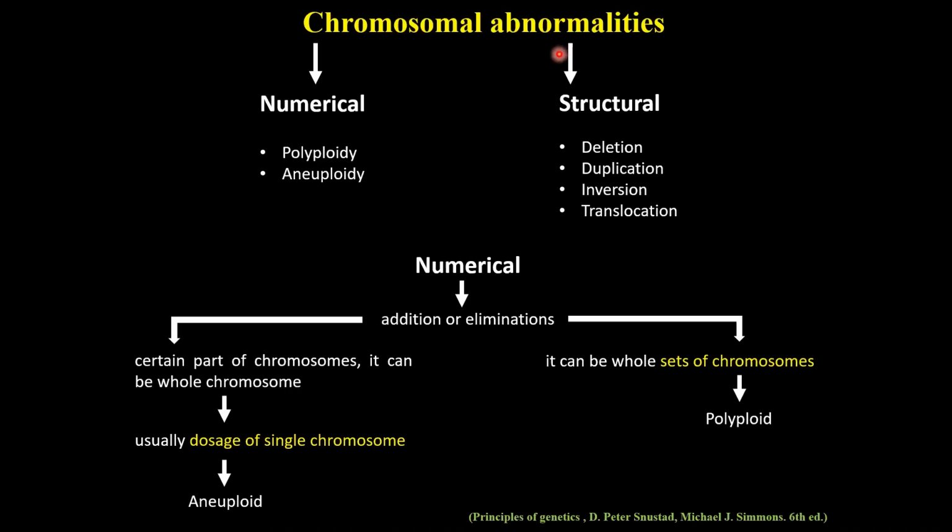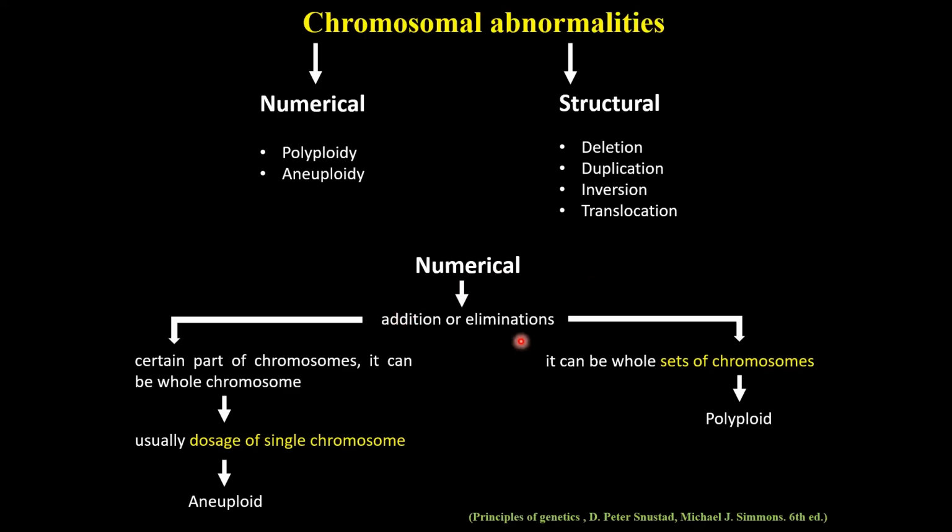Chromosomal abnormalities means defects in chromosomes. This defect can be in number, or this defect can be in structure. The examples of numerical abnormalities are polyploidy and aneuploidy, and the examples of structural aberrations or abnormalities are deletion, duplication, translocation, and inversion. So let's start with numerical abnormalities.